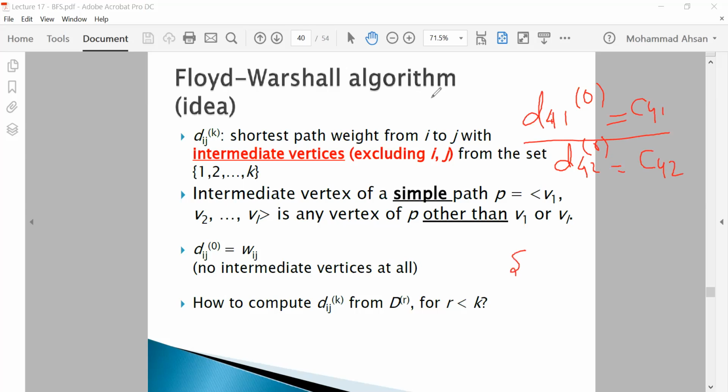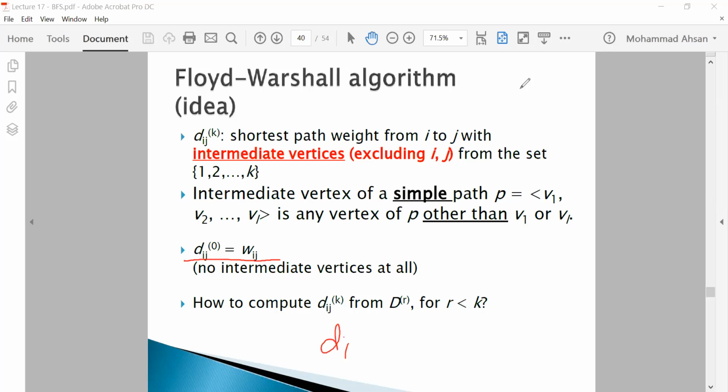So you are talking of the set 1 up to k, right? If k is 1, this is your intermediate set, only the vertex 1. An intermediate vertex of a simple path is any vertex of P other than Vi or Vj. So that's clear. So Dij is equal to the weight of the edge between i and j with no intermediate vertices. And as and when we introduce an intermediate vertex, that will be our next iteration. So we'll see that in the next slide.